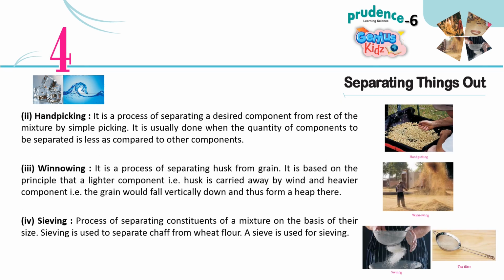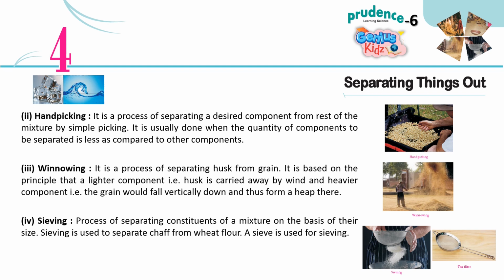2. Hand picking. It is a process of separating a desired component from the rest of the mixture by simple picking. It is usually done when the quantity of components to be separated is less as compared to other components. 3. Winnowing. It is a process of separating husk from grain. It is based on the principle that a lighter component, that is husk, is carried away by wind, and the heavier component, that is the grain, would fall vertically down and thus form a heap there.